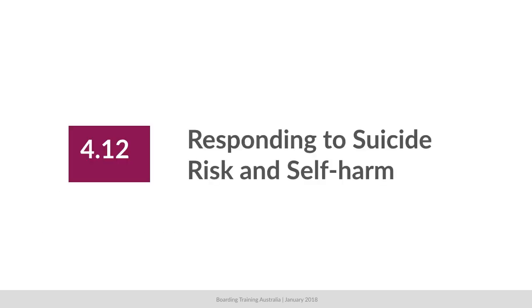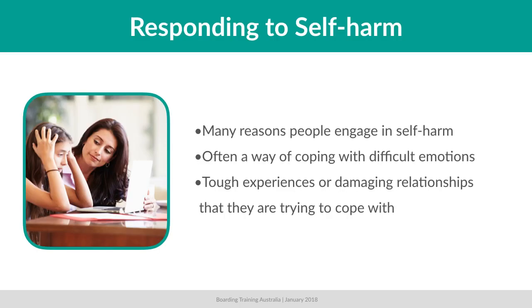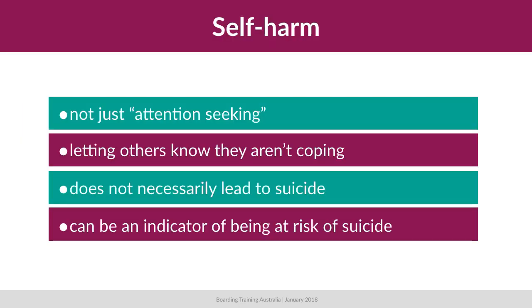All right, so the next section here is about responding to suicide risk and self-harm. So it's a fairly serious section. There's many reasons why people engage in self-harm. They often do this as a way of coping with difficult emotion or tough experience or damaging relationships that they're trying to cope with. It's not just attention seeking. It is letting others know that they're not coping, and it doesn't necessarily lead to suicide. It can just be an indicator of being at risk of suicide.